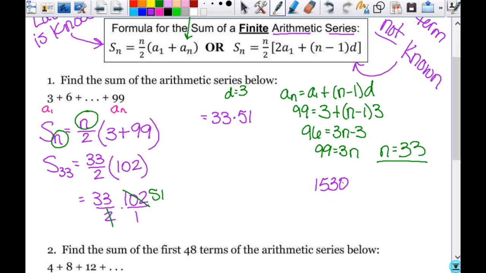1530. If I'm multiplying 51 times 30, that's going to be 1530. What's 51 times 3 then? 153, right? And then so together that gives me 1683. So the sum of the first 33 digits is 1683.